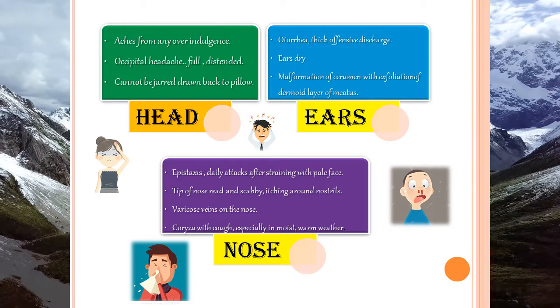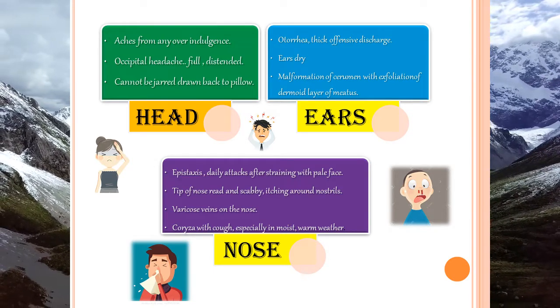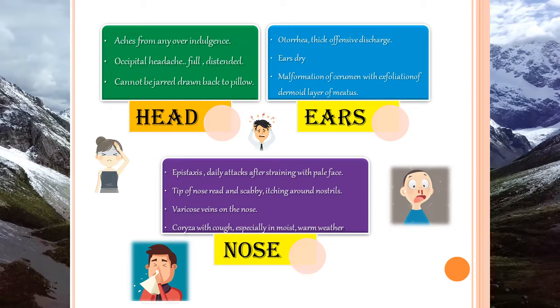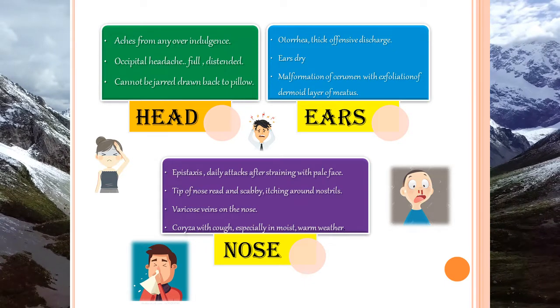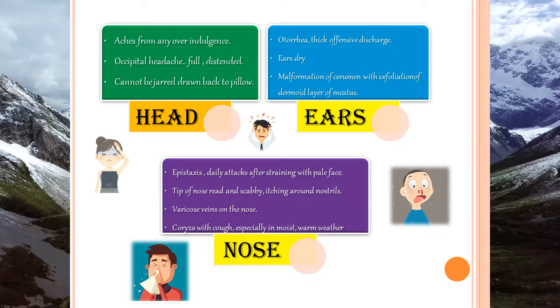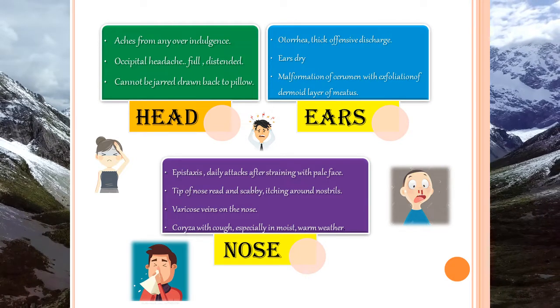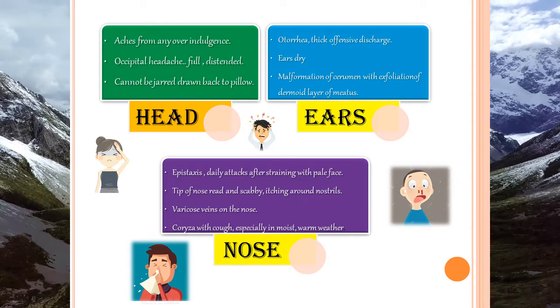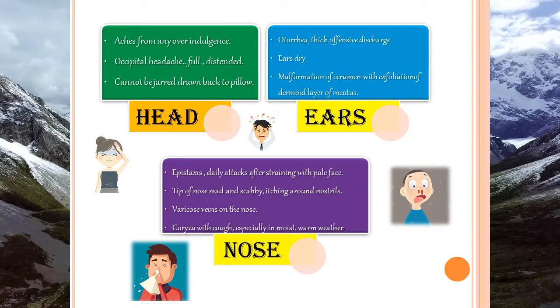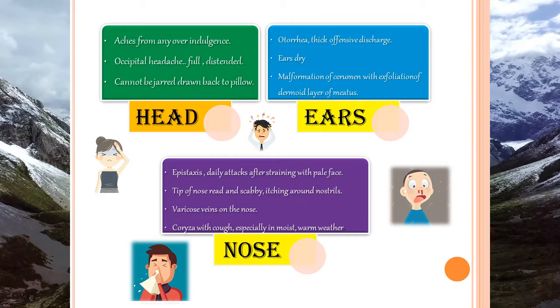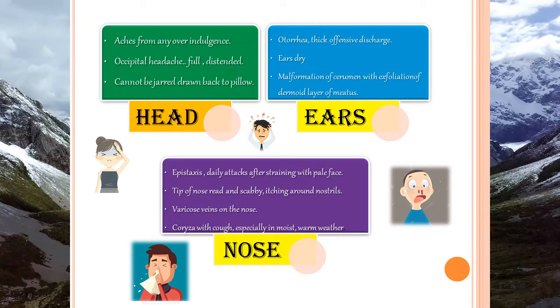Otorrhea, in ear complaint, otorrhea, thick offensive discharge. Again, offensiveness is the marked symptom. Ears are dry and there is malformation of cerumen with exfoliation of dermoid layer of mucus. So otorrhea is there, and there is offensive discharge. And epistaxis, that is passive hemorrhage. Tip of the nose is red and scabby, varicose veins on the nose.